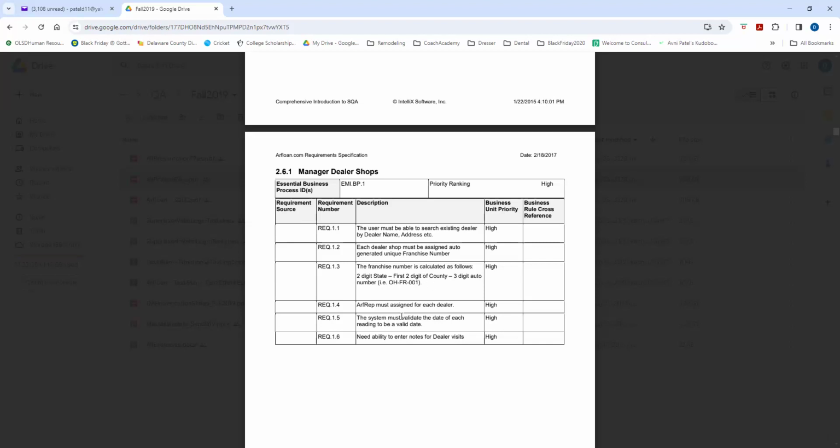The other thing it says is that for every dealer, when you create it, make sure the Arfloan rep has to be assigned.